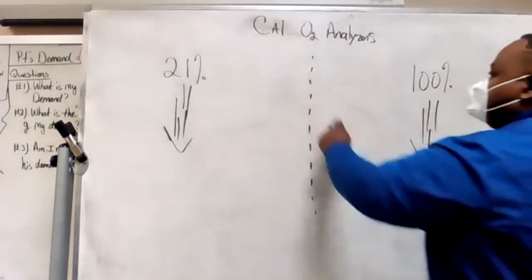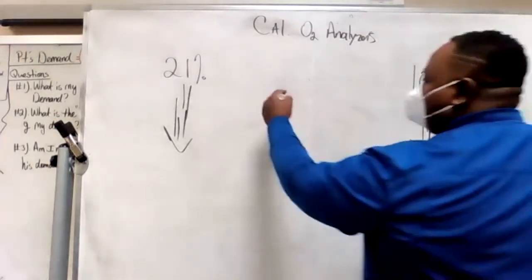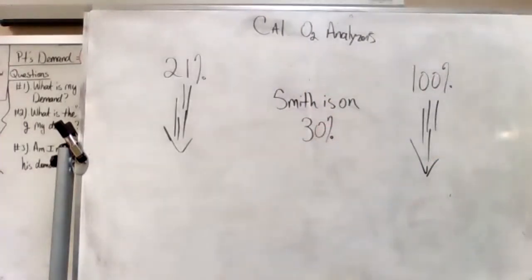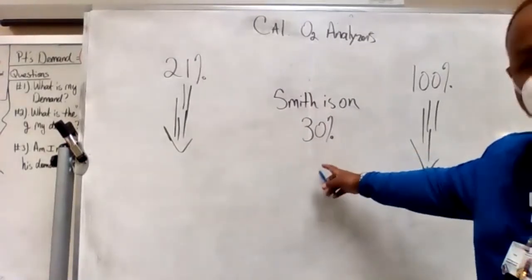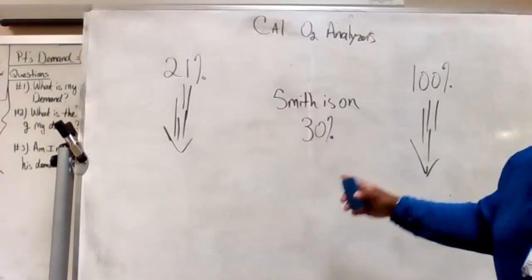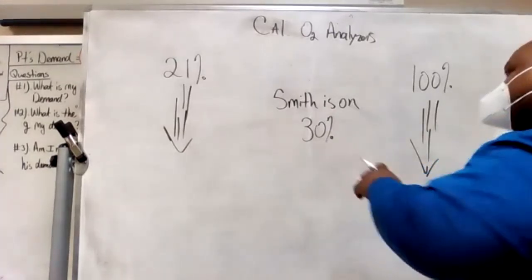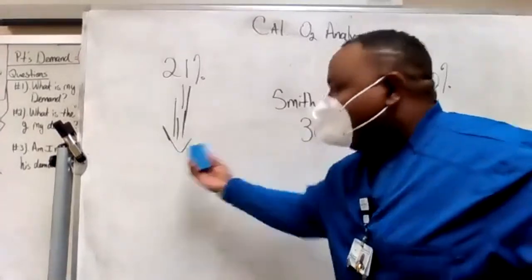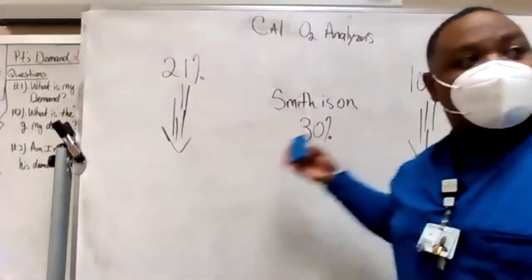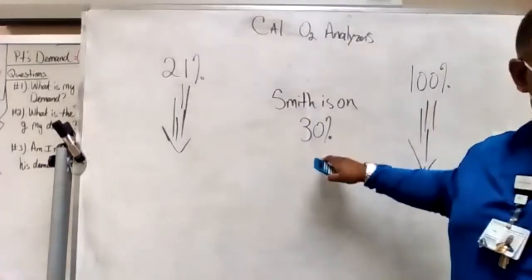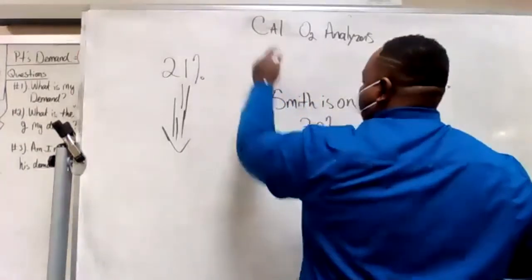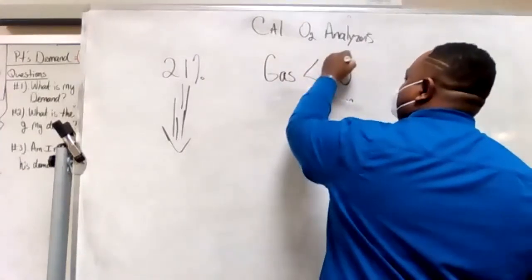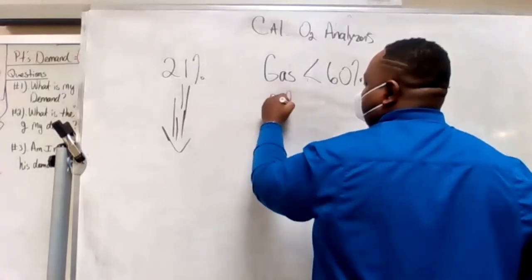Now, if I suspect a gas, you told me Mr. Smith is on 30% FiO2. Well, the rule says any gas that I suspect is less than 60%, then I calibrate to 21% last. So if you tell me Mr. Smith is on 30%, I'm going to take this analyzer, calibrate it to 100, and then calibrate to 21%, and then I can measure him. 100% first, 21% last, because it's less than 60. So the rule is, if I suspect the gas is less than 60%, then 21% last.